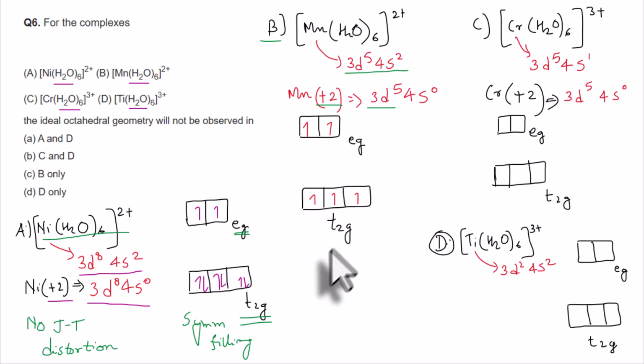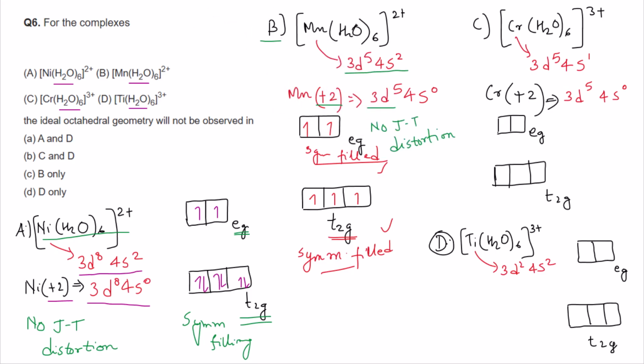Here also you can see T2G is symmetrically filled, and EG is also symmetrically filled, because T2G contains 3 orbitals and 3 electrons, and EG contains 2 orbitals and 2 electrons. So symmetrical filling in both cases. Here also, in this manganese complex, there is no Jahn-Teller distortion. So the manganese complex remains a regular octahedral geometry.